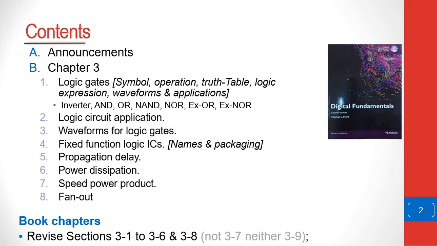Then we'll move on to fixed function logic ICs. We'll look at the naming and packaging. In particular, we'll look at the different properties of these fixed function logic integrated circuits. We'll look at propagation delay, power dissipation, speed power product, and the fan out. In the book, we shall only cover sections 3.1 to 3.6 and 3.8, which means sections 3.7 and section 3.9 are not covered.